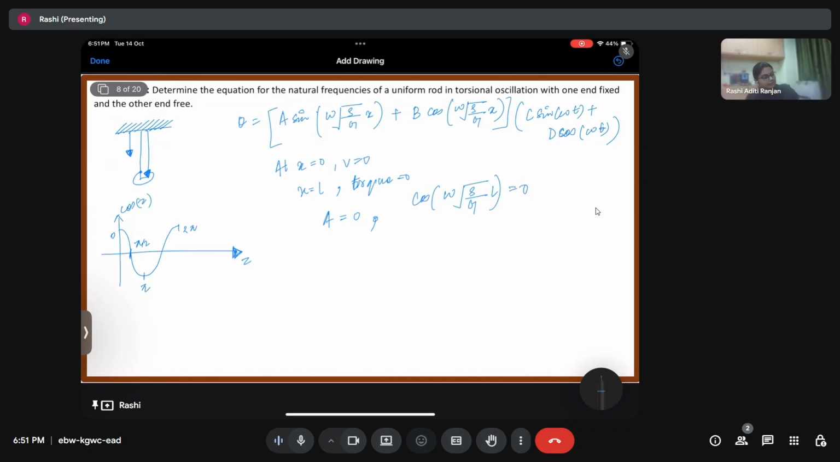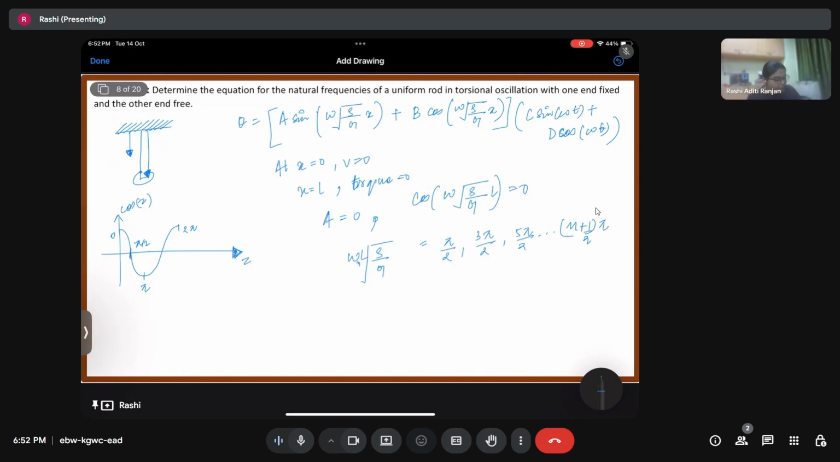So if we write that omega into under root of rho by g into L, omega we can write as omega n, natural frequency. It is going to be n plus 1 by 2 of pi. So pi by 2, 3 pi by 2, 5 pi by 2, n plus 1 by 2 into pi. So for every n plus 1 by 2 of pi, this is going to be equal to 0.